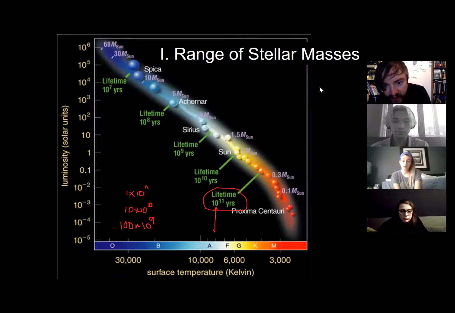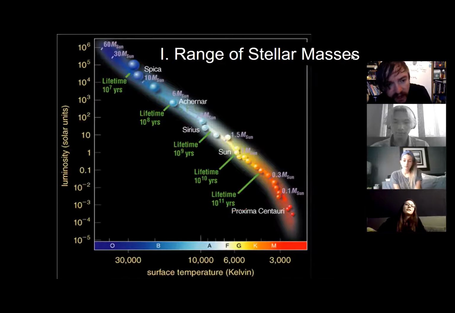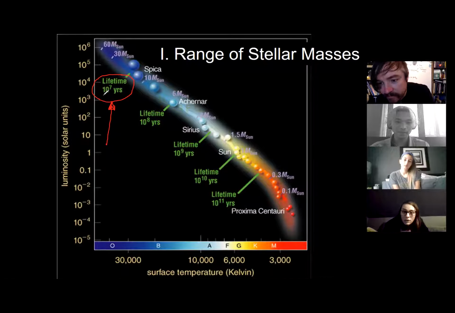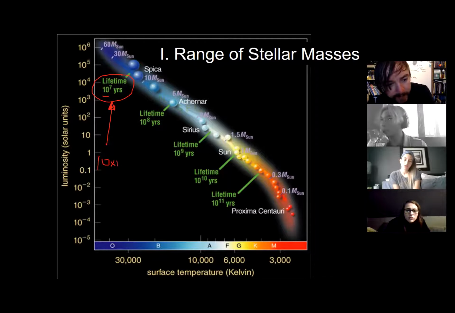Probably not. Okay, anyways. An O or a B type star is kind of like a gas guzzling Humvee or something. This type of star lives for 10 to the power of 7 years, which is how long? In English? 10 million. 10 million years, right? That's a crazy difference in lifespan. These things burn out so fast.